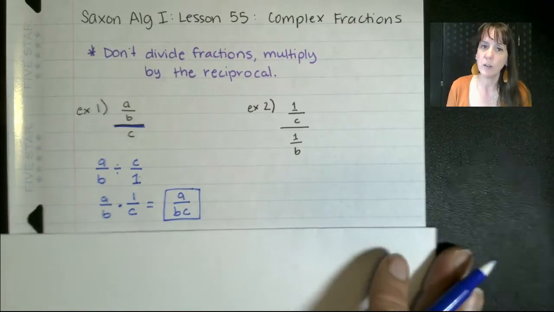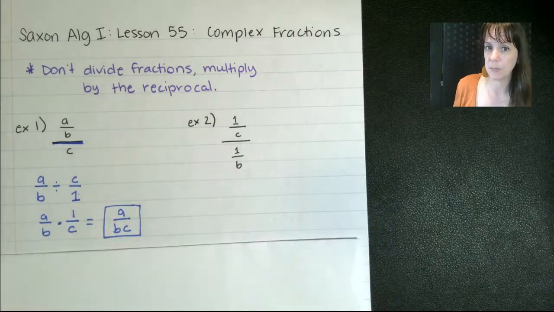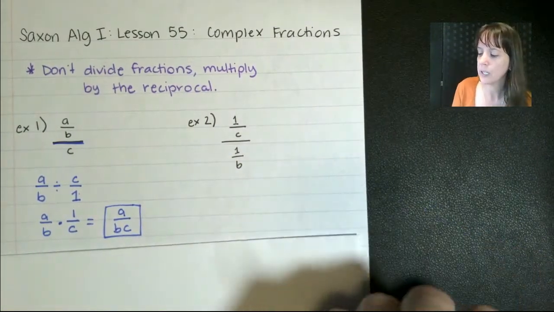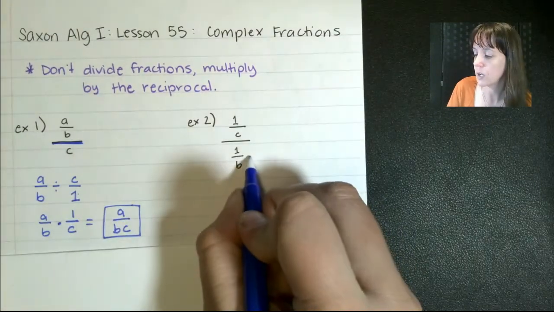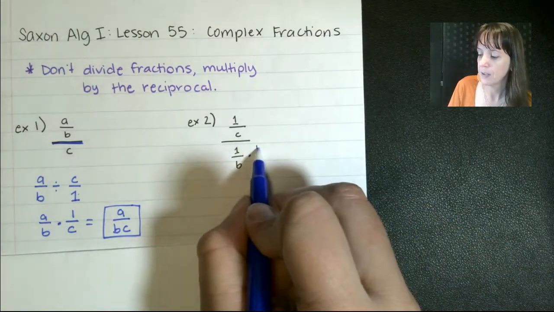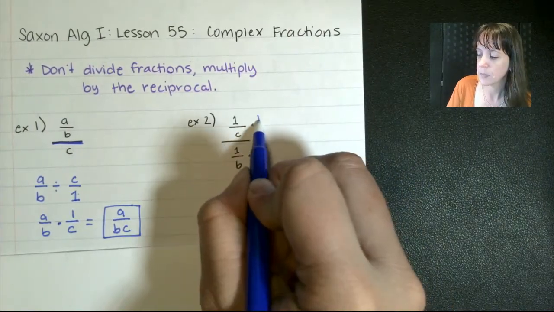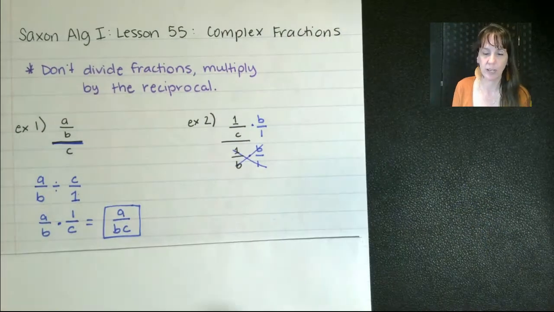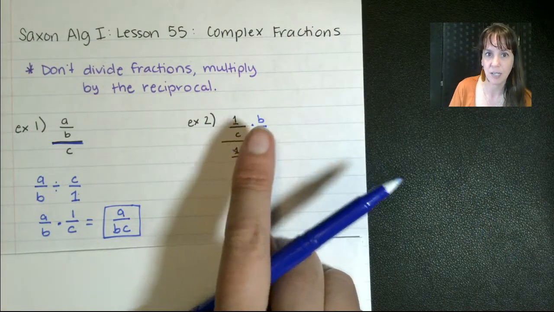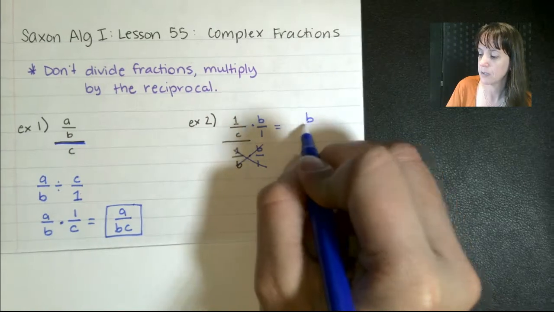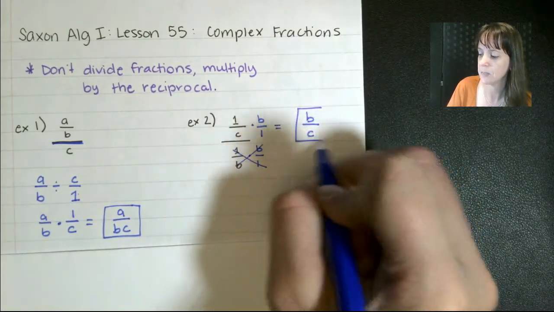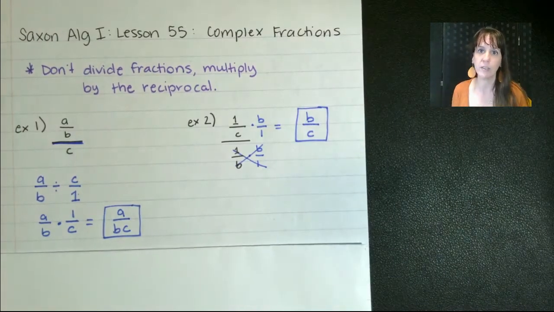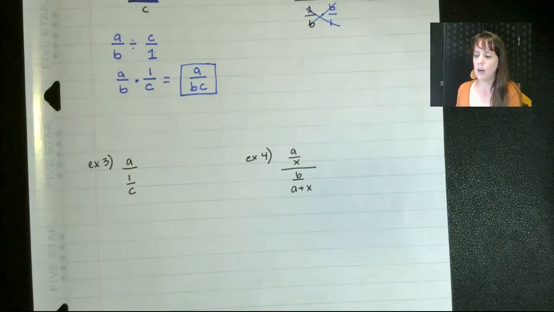Now, the other way that you can do this is, let's look at example number 2. You're still multiplying by the reciprocal, but you're doing it on the bottom and the top. So the reciprocal of 1 over b is b over 1. Times b over 1. On the bottom, these cancel out, which is great because that's exactly what I want. And upstairs, multiply straight across the top, I get b. Straight across the bottom, I get c. And that is my answer. So you can either turn it into a division problem or multiply both the numerator and the denominator by your reciprocal.